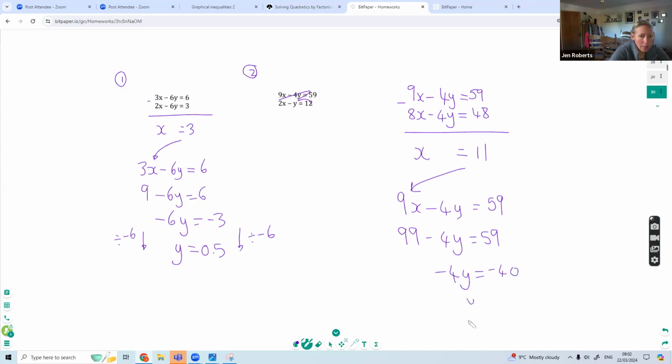And now I'm going to divide both sides by minus 4. Minus 4 divided by minus 4 is 1. Minus 40 divided by minus 4 is 10. So y is 10. x is 11, y is 10.